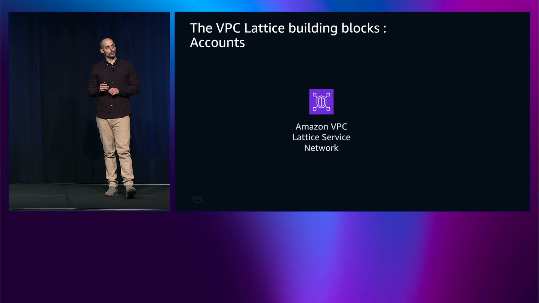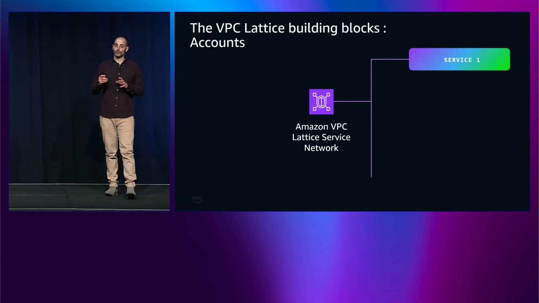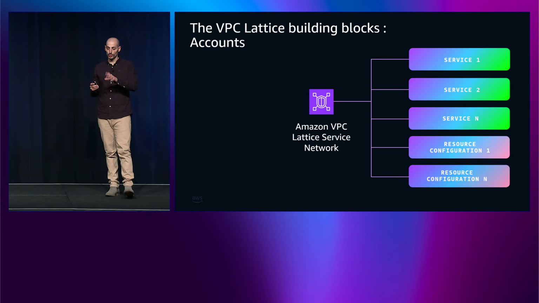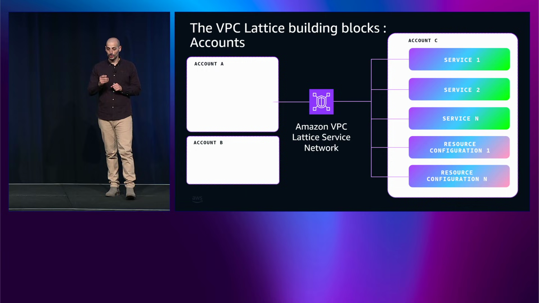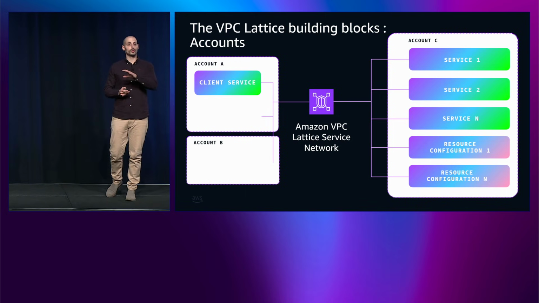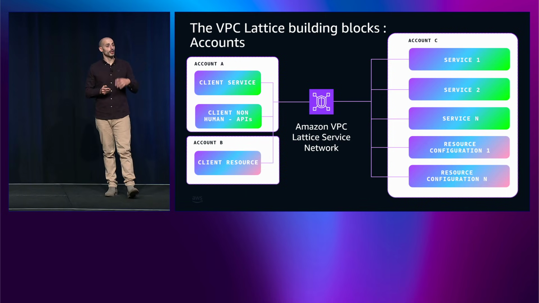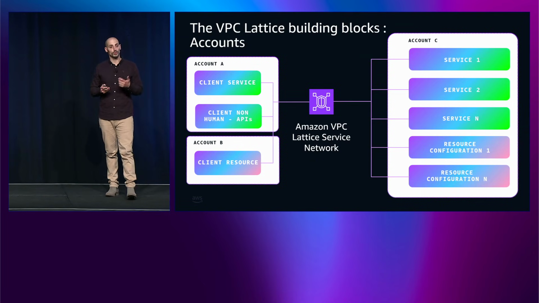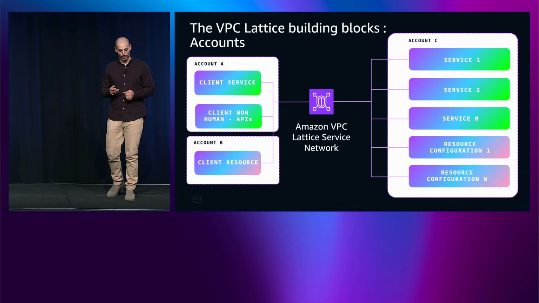Next are the accounts. With VPC Lattice, you might have your services and resources in one or many accounts. Here you see that we've got a bunch of services and resources in account C. You might have those services being consumed by either the same accounts or different accounts. All of this cross-account communication is supported, and they will talk through what we call the VPC Lattice service network.